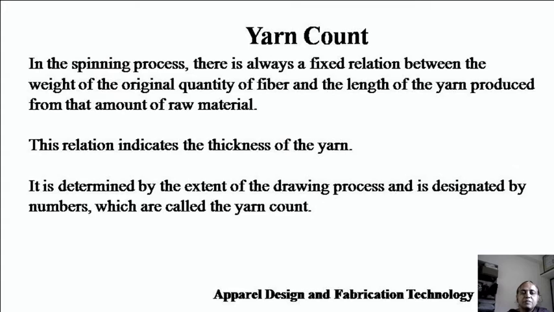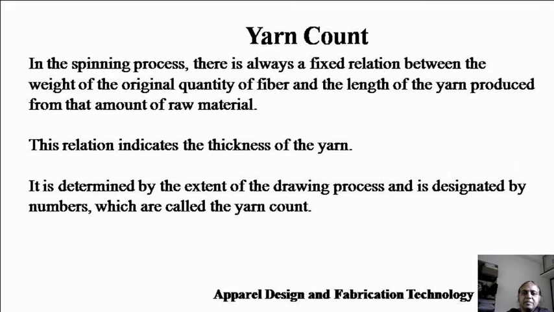In the spinning process we are using fibers, so the length may vary and the quantity, that is the weight, will vary, and depending on that we have the yarn count. This relation indicates the thickness of the yarn. So yarn count indicates what? The thickness of the yarn. It is determined by the extent of the drawing process and is designated by numbers, which is called the yarn count.